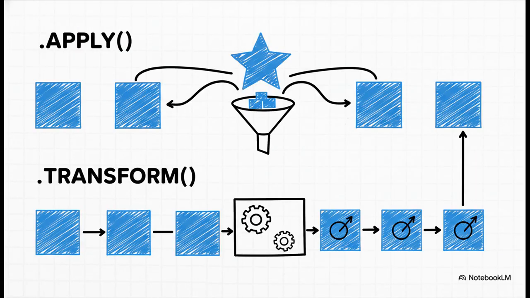Okay, here's the simple way to remember it. You use .apply when you want to squish each group down to a single number, like finding the average purchase amount for each user. You get one number per user. You use .transform when you want to create a new column that's the same length as your original data. So you'd calculate that same user average, but then you'd broadcast it back to every single row belonging to that user.